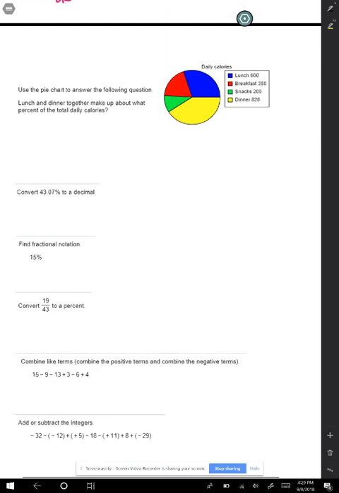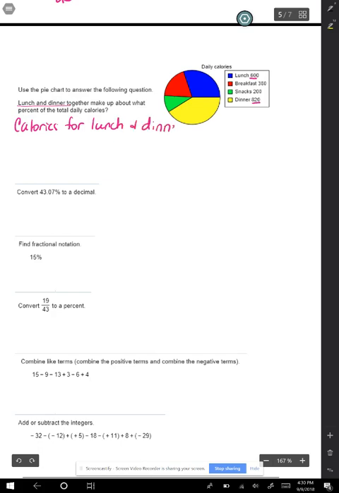On the pie chart, they're asking you to determine what percent of the total daily calories was lunch and dinner. So you're going to add up lunch and dinner. We have 600 and 820. So you will get the calories for lunch and dinner. That's going to be 600 plus 820, which would be 1420. And this is the kind of work I'm going to want you to show on a question like this.